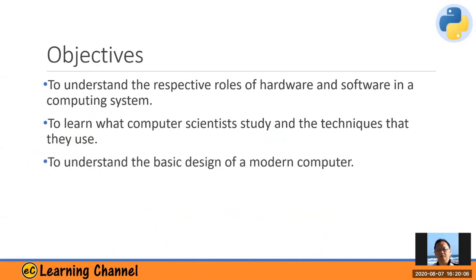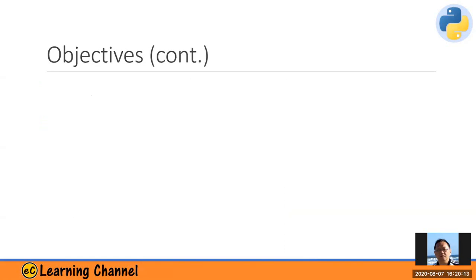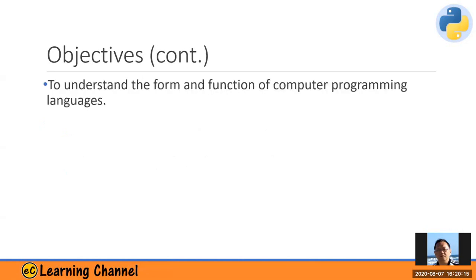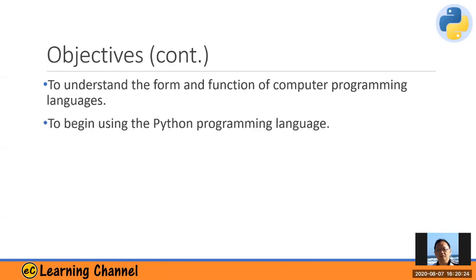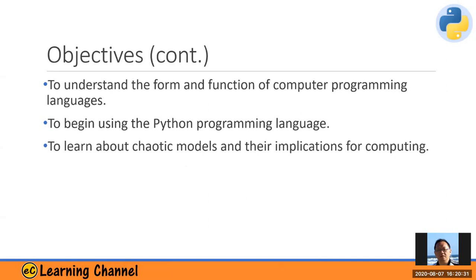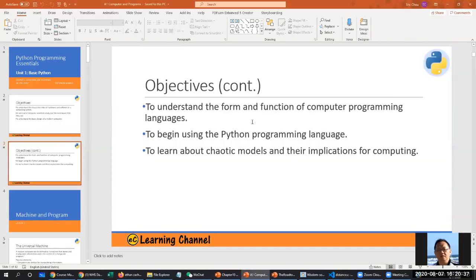So we will actually understand what will be the basic design for a modern computer, okay? Actually, that is the topic for chapter 1. So the first one is to understand the form and the function of a computer programming language, and design some programs using the Python language, okay? And to learn chaotic models and their implication in computing. So these are actually written down in the textbook.